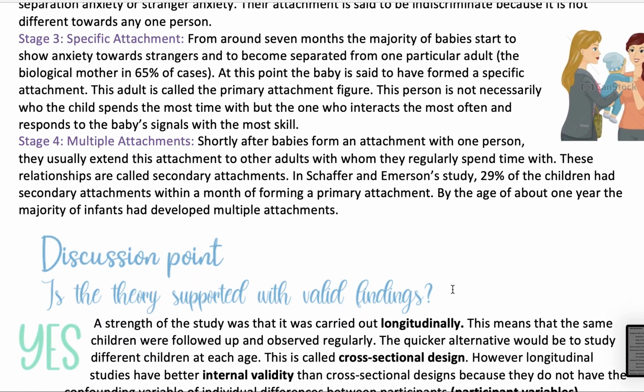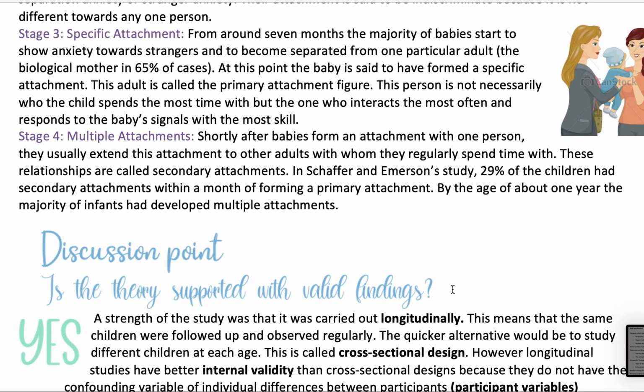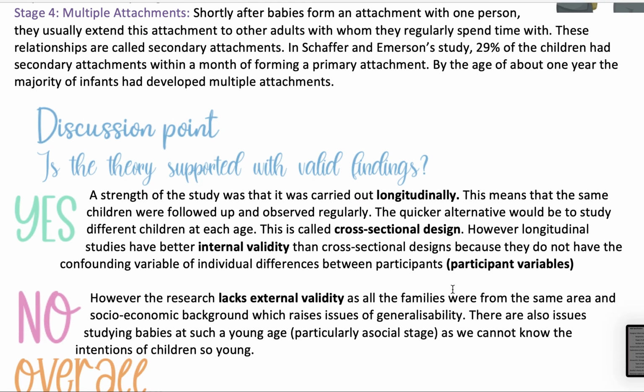And then specific, so 65% of the time they become attached to the biological mother at around 7 months. And it's not always the person they spend the most time with, but it is the person they interact with the most, and the one that is the most effective in responding to their alert signals, to the alert phases. And then multiple attachments, often within a month of the primary attachment, and this is usually with the father, obviously, and then grandparents, etc.